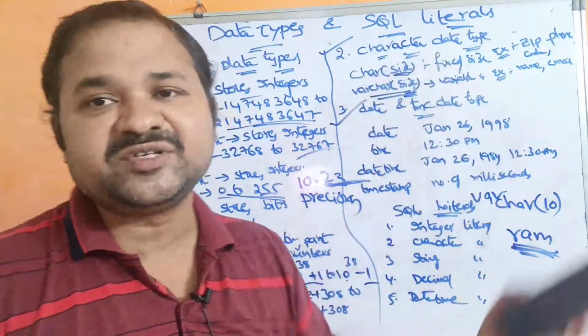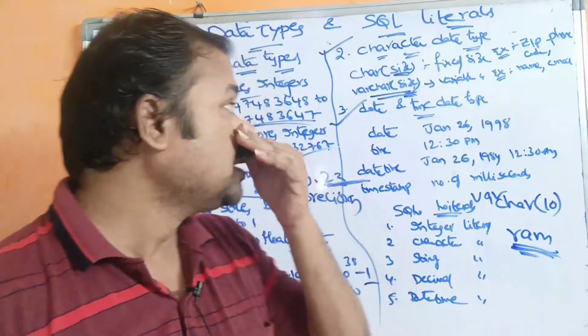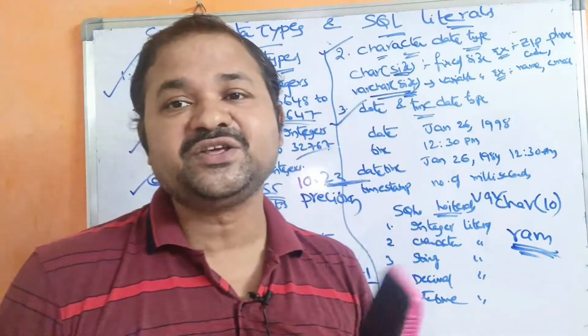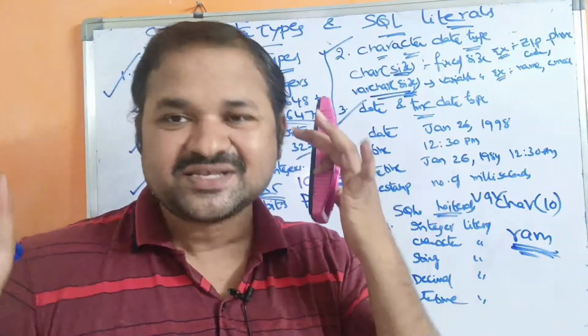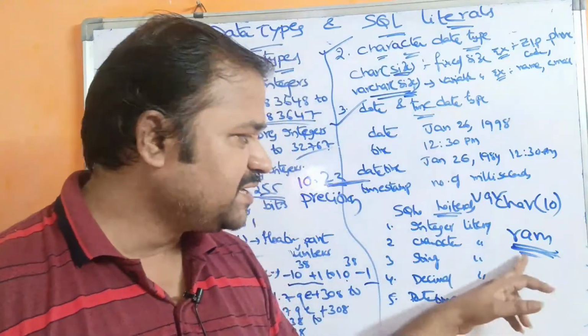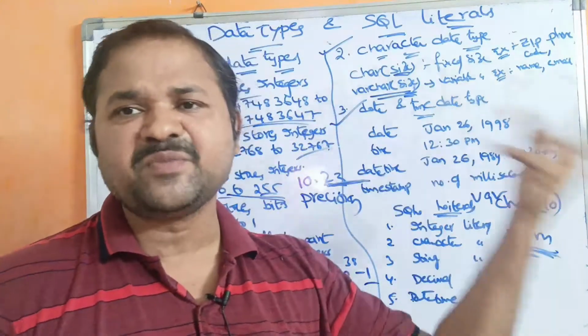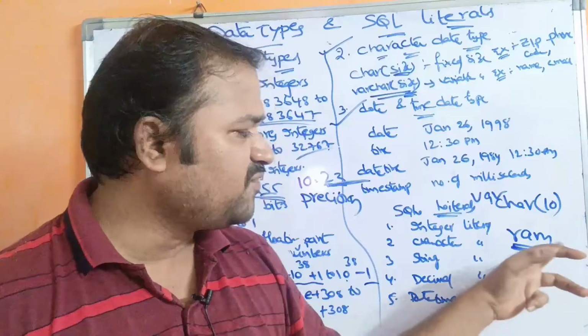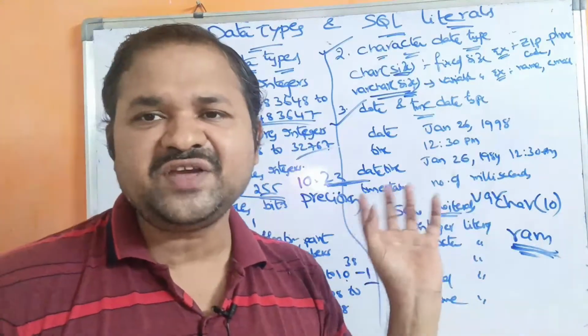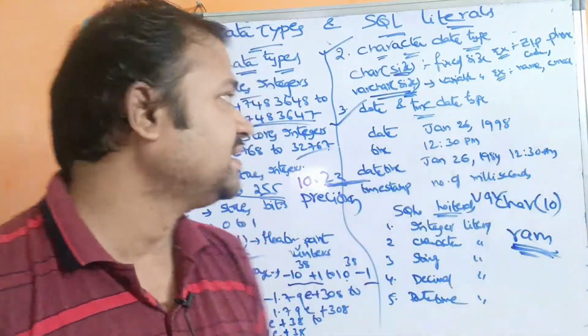Char means it uses static memory allocation, whereas varchar means it uses dynamic memory allocation. So at the time of execution, depending upon our size, the memory will be allocated. Here we have only 3 characters, so only for 3 characters the memory will be allocated.